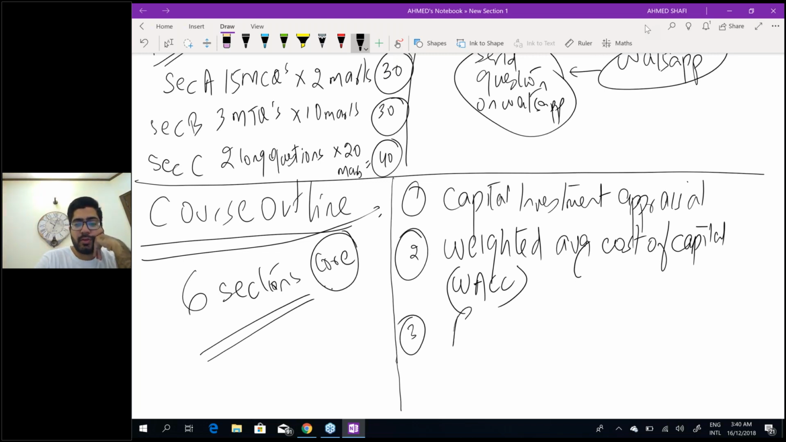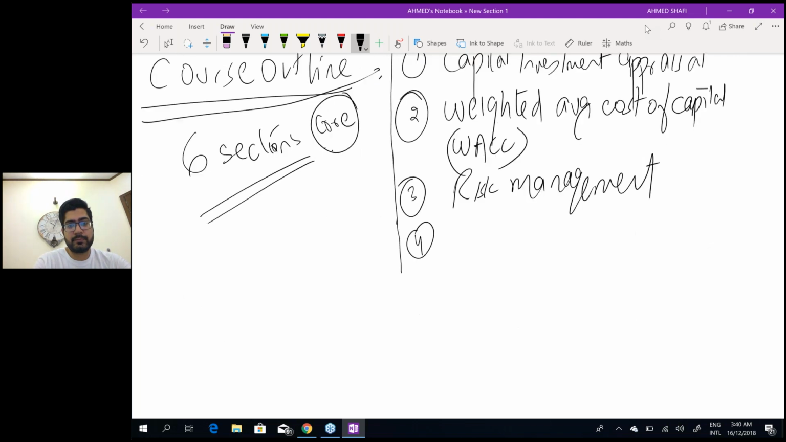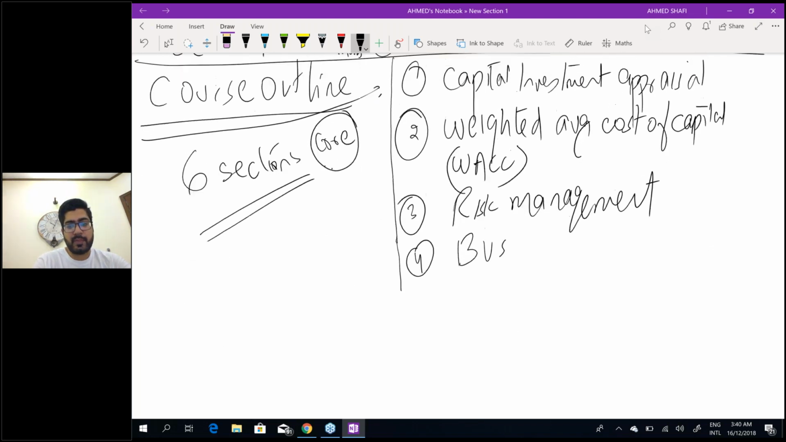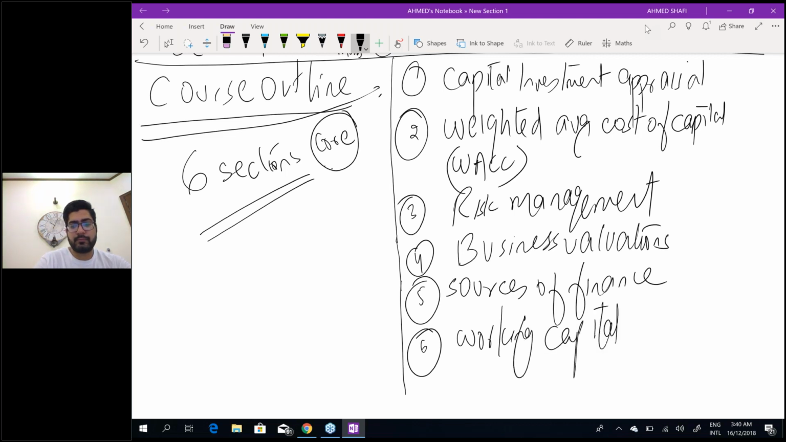The third section is called risk management. The fourth section is called business valuations. The fifth section is called sources of finance, and the sixth section is called working capital management. Okay, this is the course outline of F9.